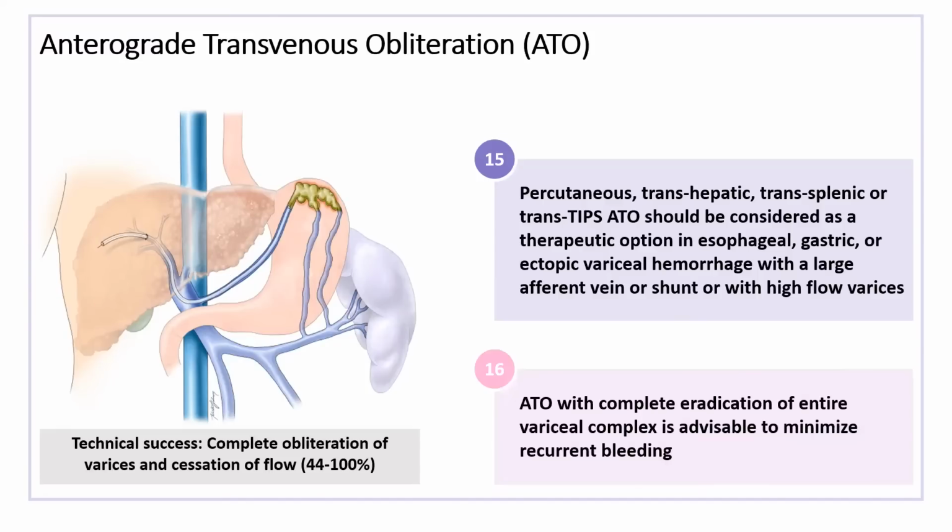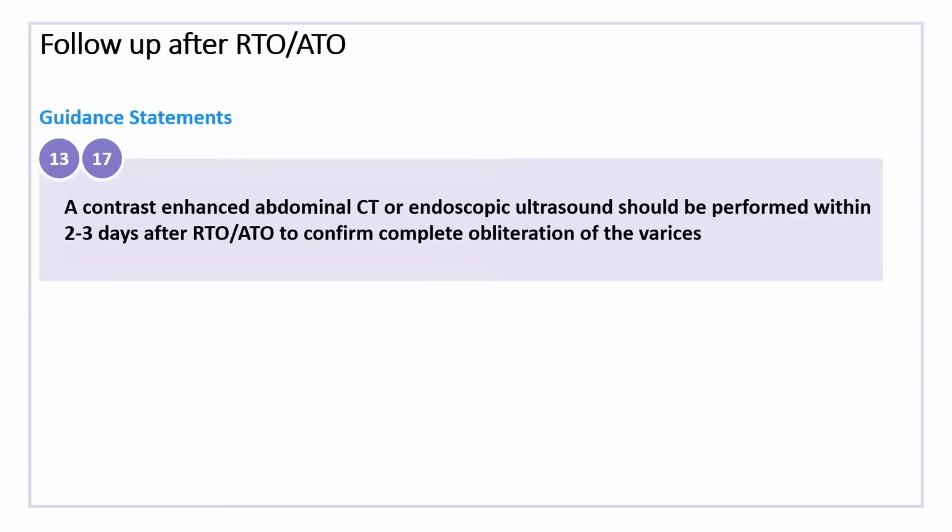Now, ATO with complete eradication of the entire variceal complex is advisable because a partial eradication of this complex is associated with high risk of bleeding. So you have to go back and look whether the complex is entirely obliterated. Now, as a follow-up, a contrast-enhanced abdominal CT or endoscopic ultrasound should be performed within 2 to 3 days after RTO or ATO to confirm complete obliteration of varices.